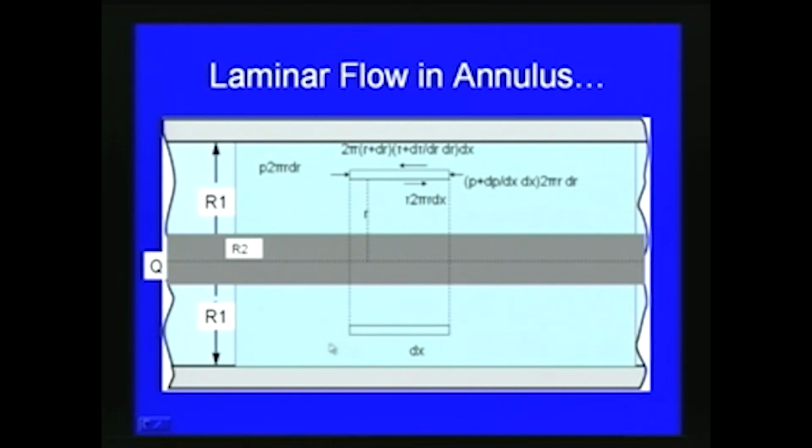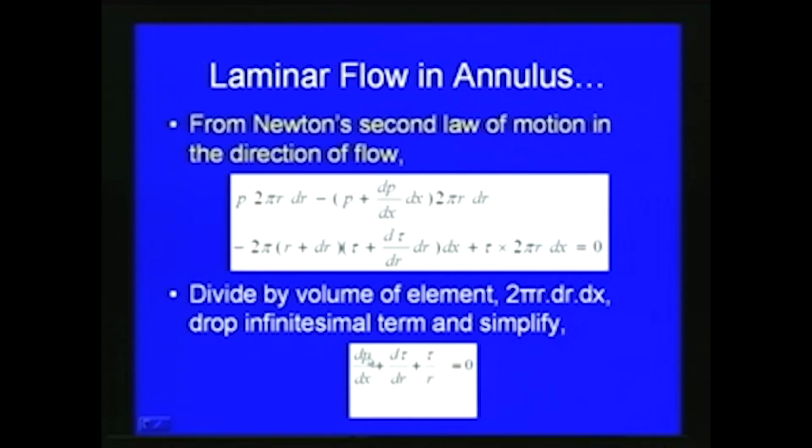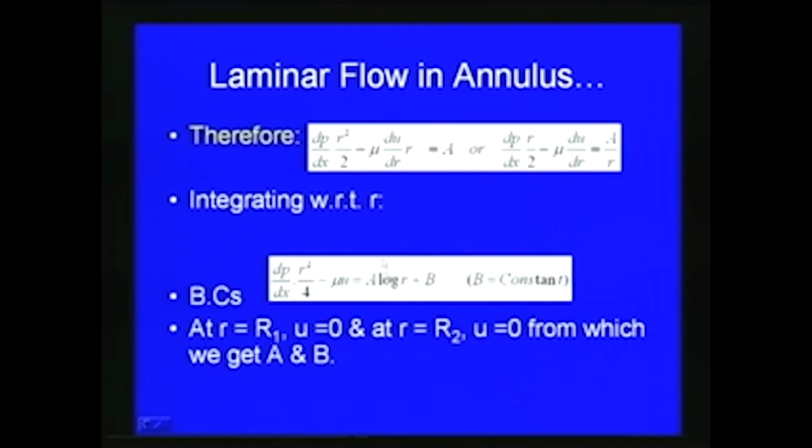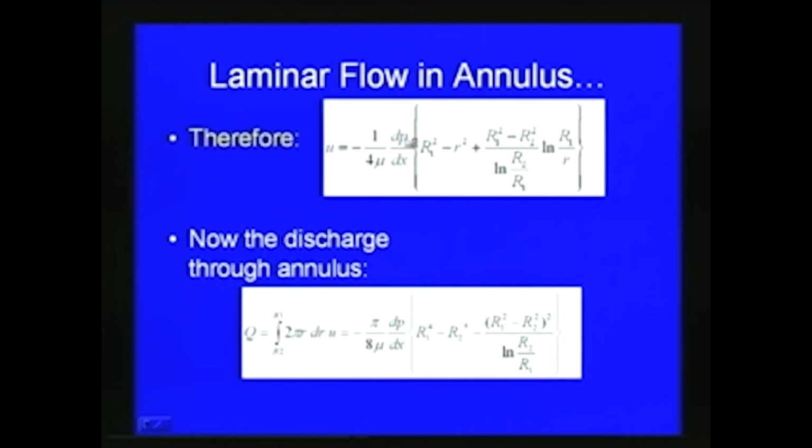So, the velocity variation is parabolic between the cylinders. Boundary conditions can be applied here to find the constants a and b. At r is equal to r1, u is equal to 0, and at r is equal to r2, u is equal to 0, from which we can find the constants a and b. If you substitute these, you can find a and b, and then we can put them back to get an expression for the velocity.